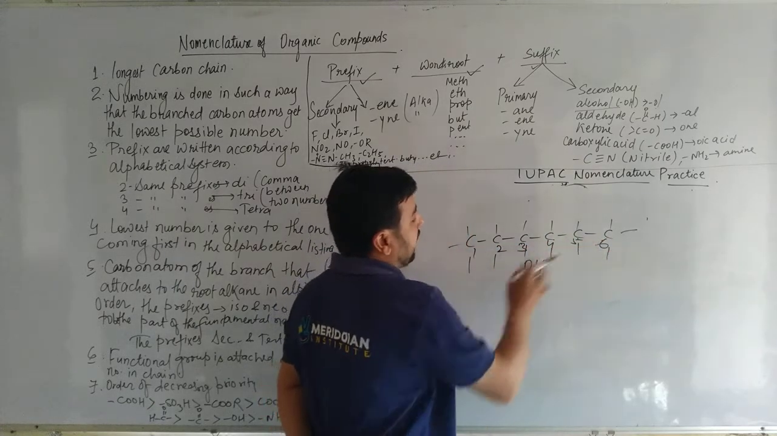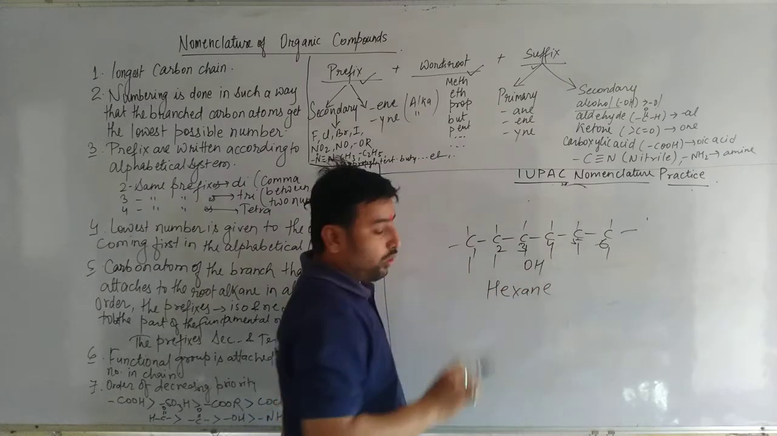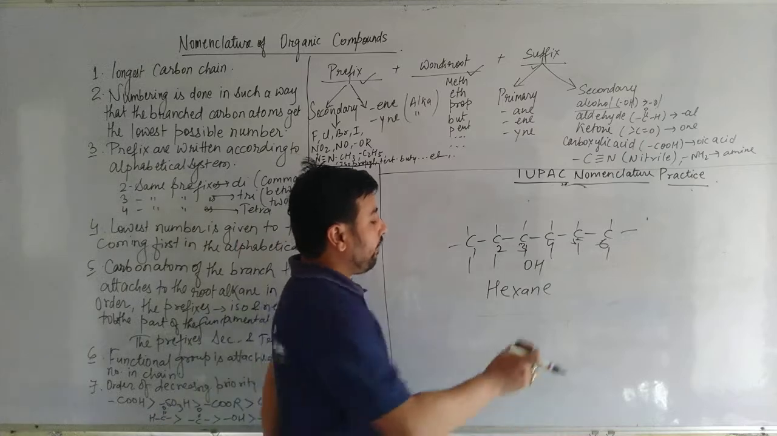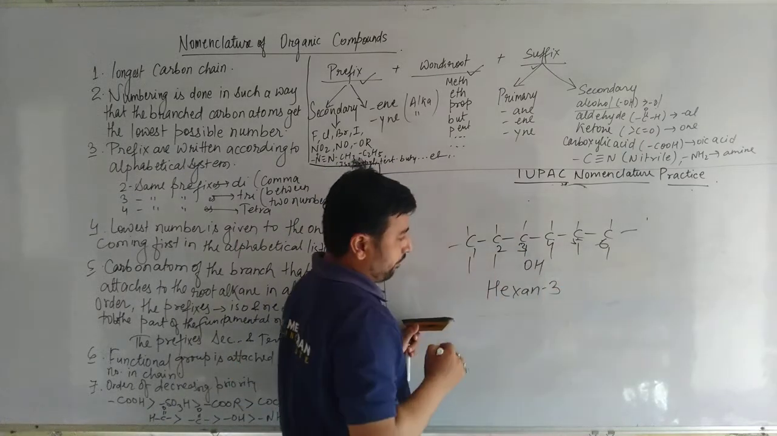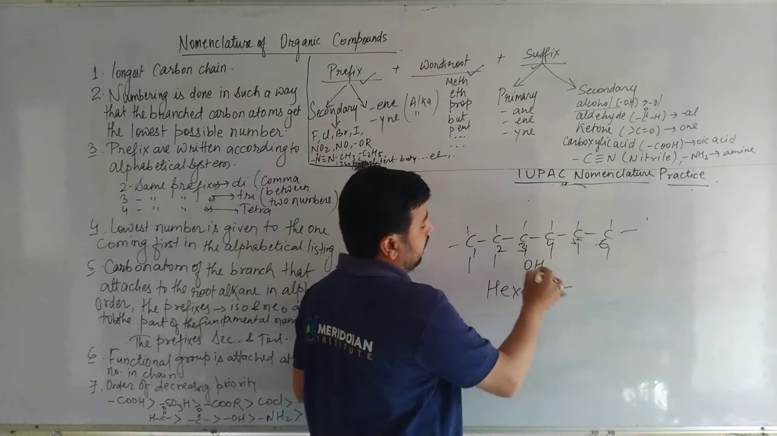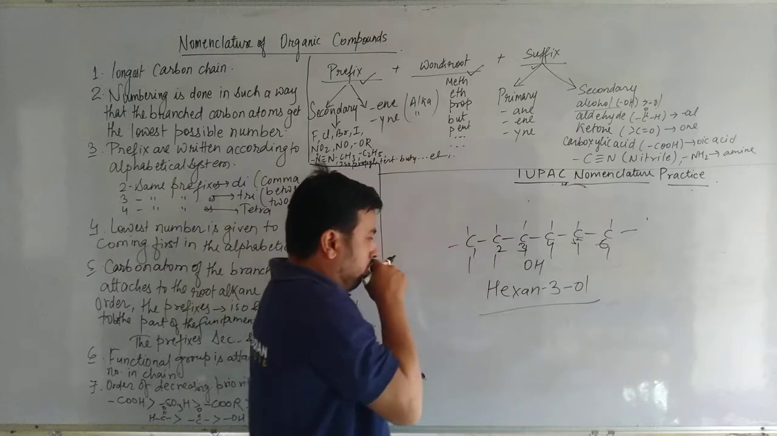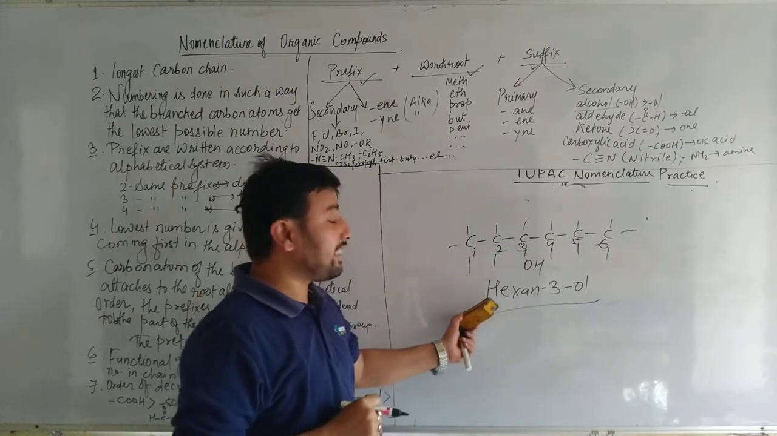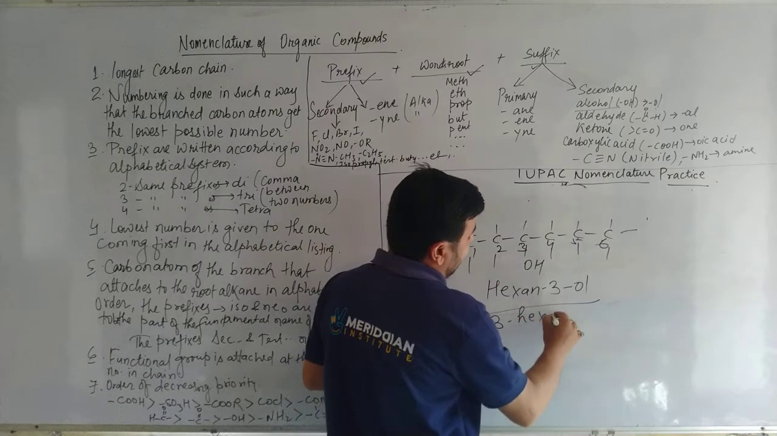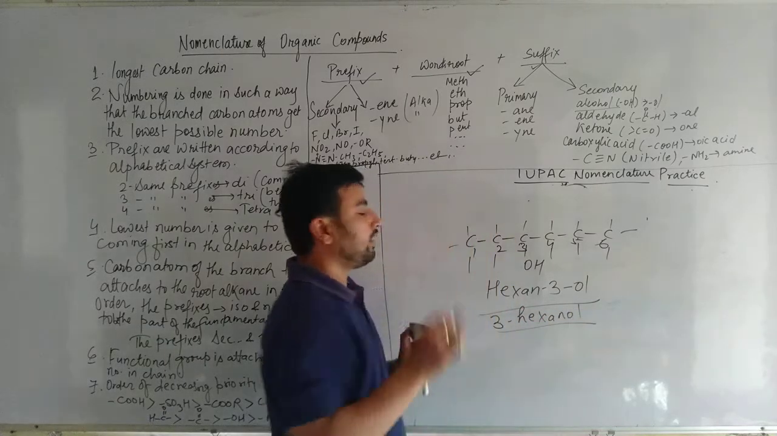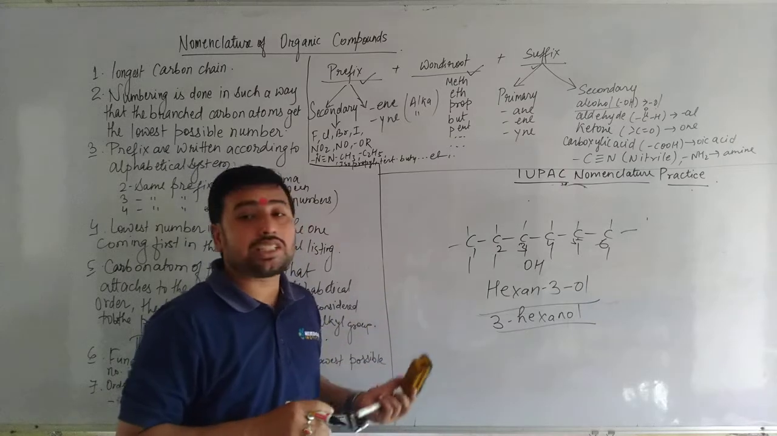There are a total of 6 carbons. 6 carbon is known as hexane. So what we will do? We will remove the e from hexane and write the position of alcohol, which is third. And the alcohol suffix is ol. It is known as hexan-3-ol, or it is also known as 3-hexanol. Got it? So in this way we can mention the secondary suffix.